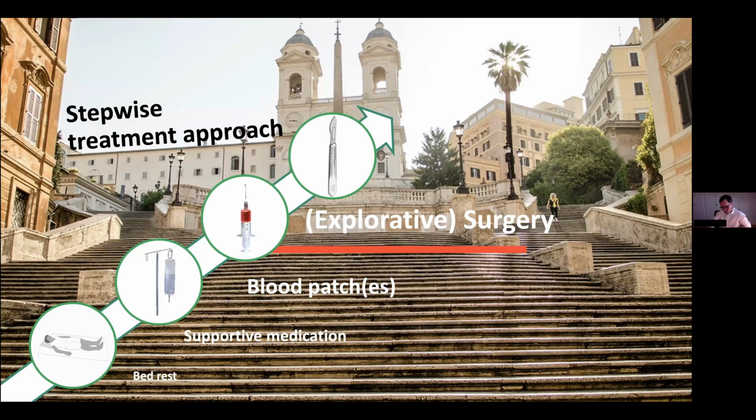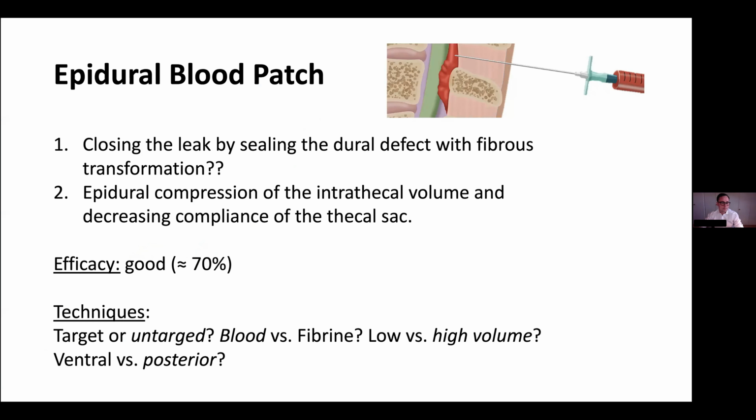Coming to the treatment, we also perform a stepwise treatment approach, starting with bed rest, some supportive medications, blood patches, and finally surgery. And in case of PDHD, it's explorative surgery. So an epidural blood patch, how is it working?